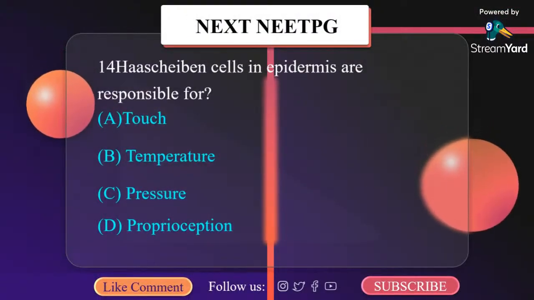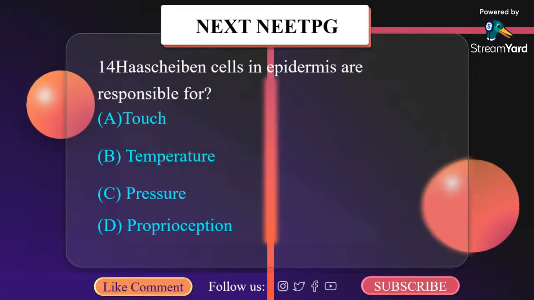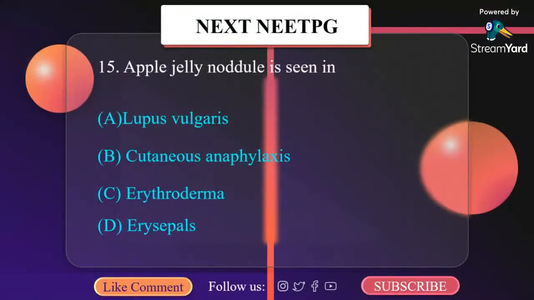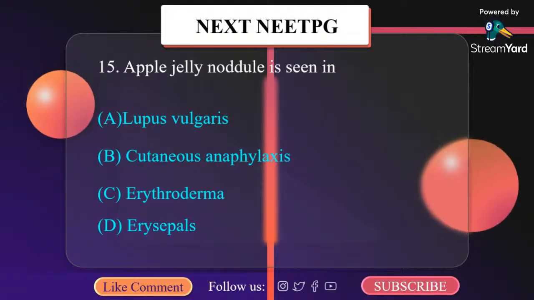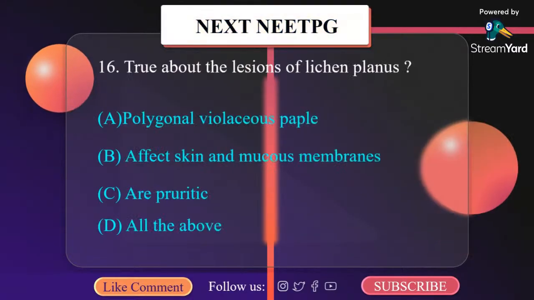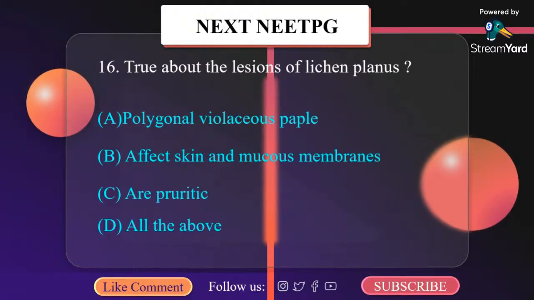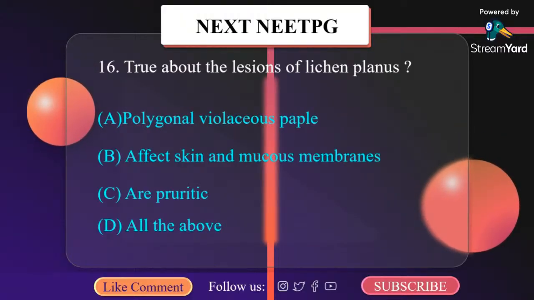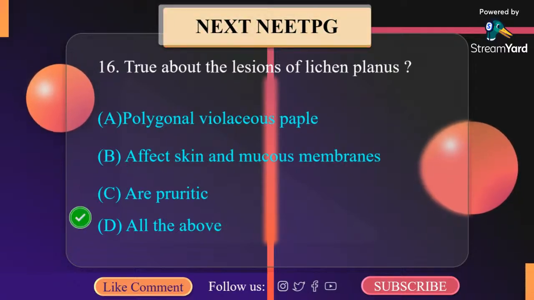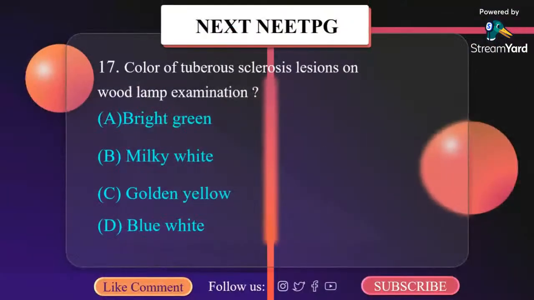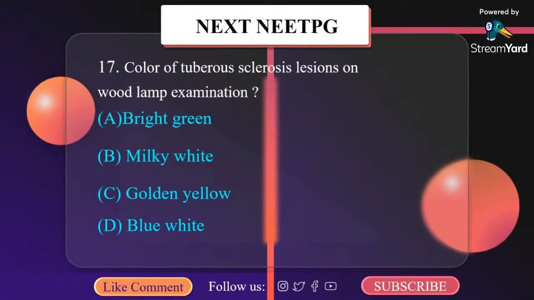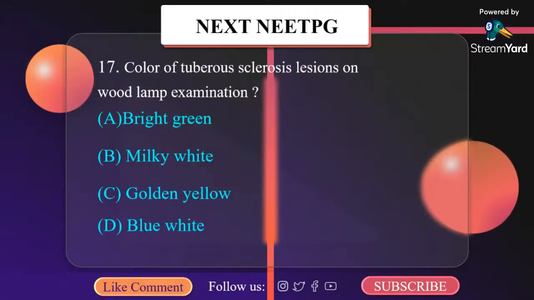Merkel cells in the epidermis are responsible for: A. Touch. B. Temperature. C. Pressure. D. Proprioception. It is responsible for touch. Apple jelly nodule is seen in: A. Lupus vulgaris. B. Cutaneous anaphylaxis. C. Erythema erysipelas. It is lupus vulgaris. True about lesions of lichen planus: polygonal violaceous papule, affects skin and mucous membrane, pruritic, all of the above. It is all of the above. Color of tuberous sclerosis lesion on Wood's lamp examination: A. Bright green. B. Milky white. C. Golden yellow. D. Blue white. It is blue white.